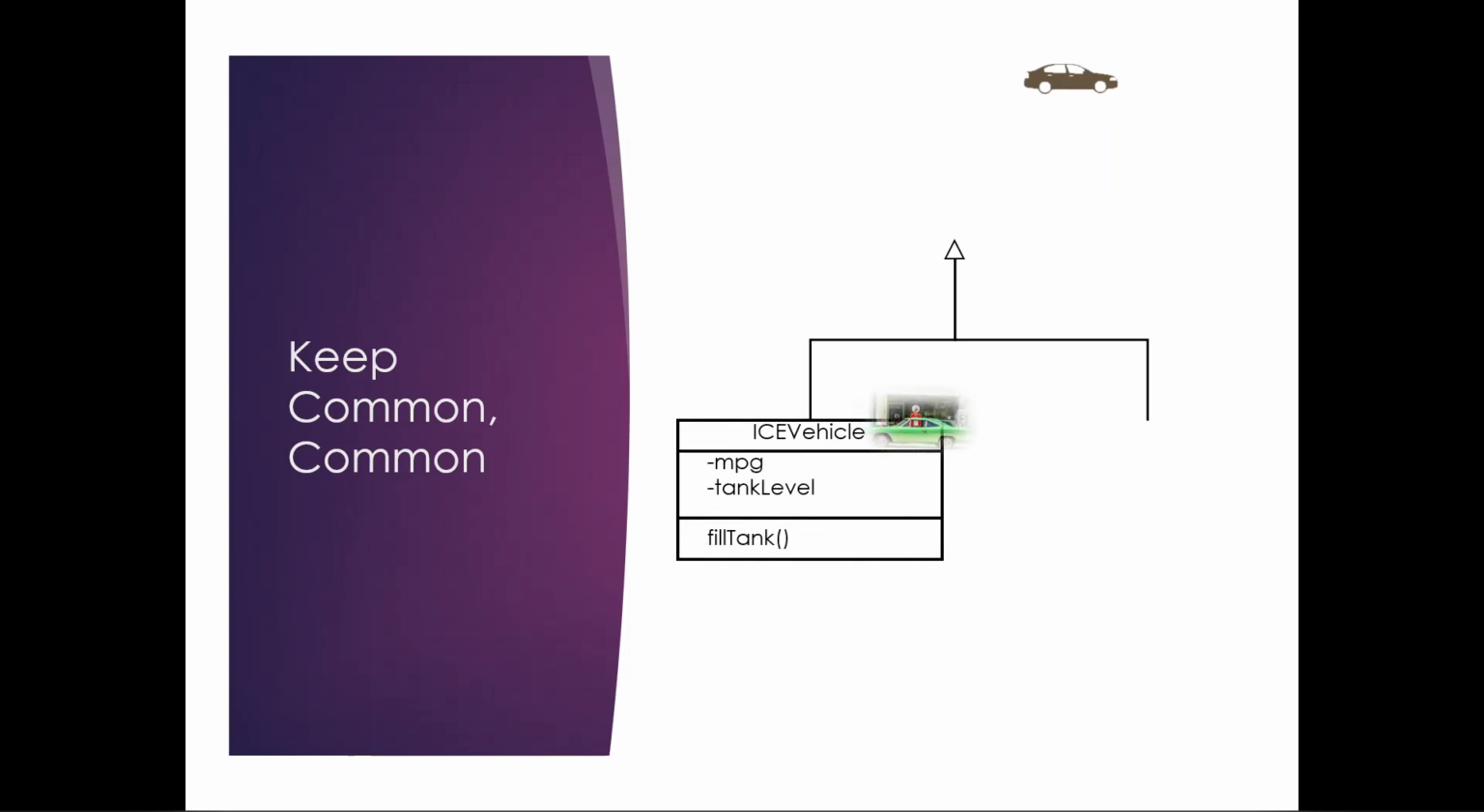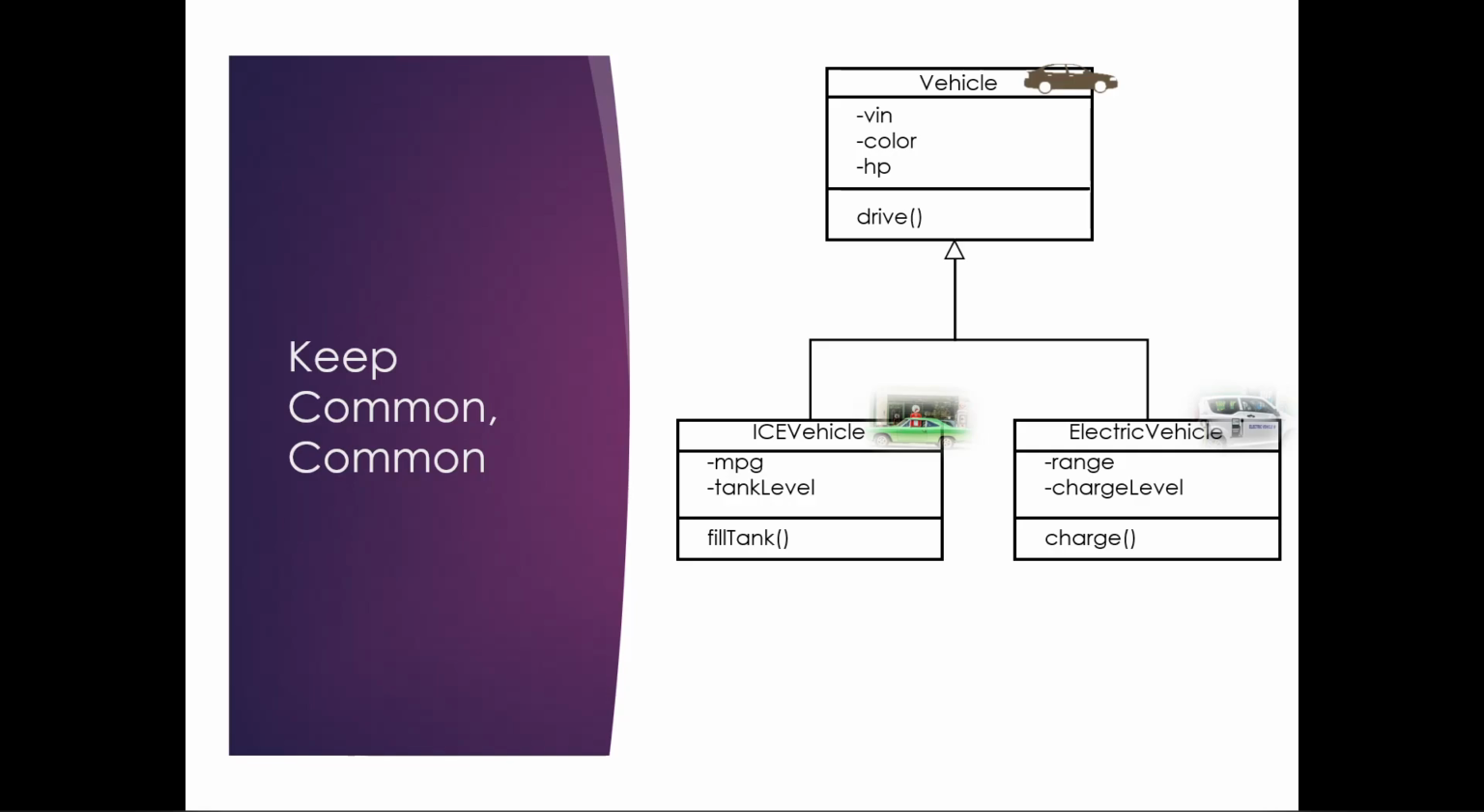So we have this idea of an inheritance hierarchy that we can build up. A vehicle pulls out all of the common elements of the two different types of vehicles, the electric vehicle and the internal combustion vehicle. You can see the VIN, the color, the horsepower, and the ability to drive can be put in a class of its own. Then the details that are applicable to an internal combustion vehicle or an electric vehicle can be further specified in a separate class.